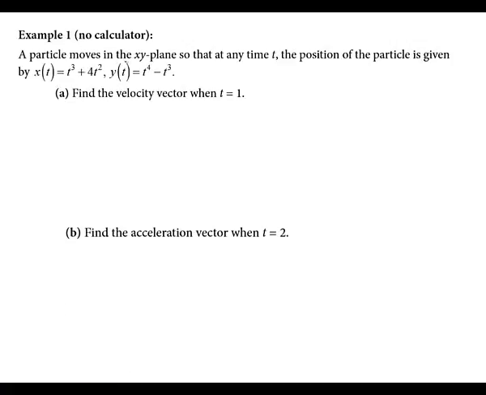So a particle moves in the xy plane so that at any time the position is given by x of t and y of t. They want us to find the velocity vector when t equals 1. So my velocity vector, what's the x component of the velocity vector? What does it say the x component is, guys? Okay, that would be, and this would be the position, right? So how do I get velocity out of it? 3t squared plus 8t, right?